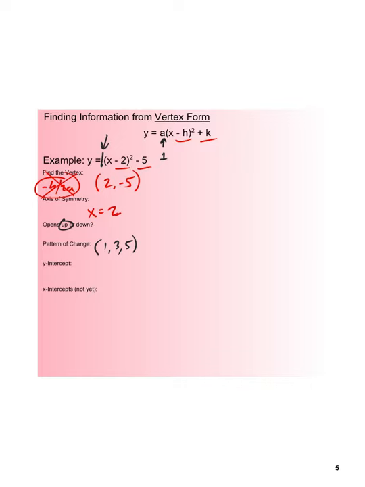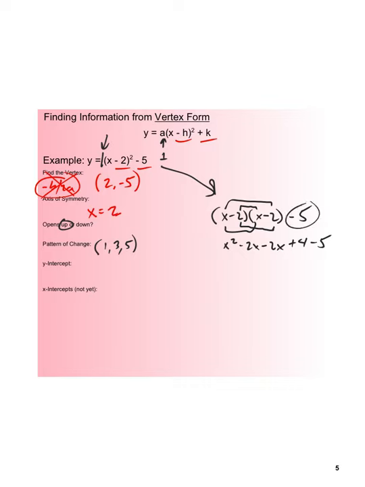In terms of a y-intercept, we do need to convert this to standard form to get the y-intercept. So if I do that over here, this is really (x minus 2) times (x minus 2), and then -5. Again, (x minus 2) squared is just (x minus 2) times (x minus 2). So if I FOIL there, that gives me an x squared. Outside is x times -2, so that's -2x. Inside is -2 times x, so that's also -2x. And then last is -2 times -2, so that's a +4. And then we still add that -5 at the end.